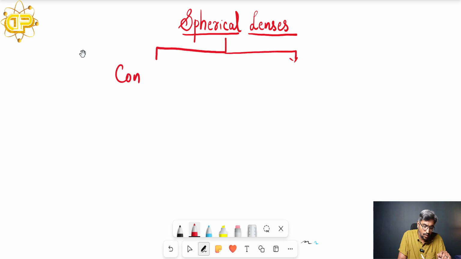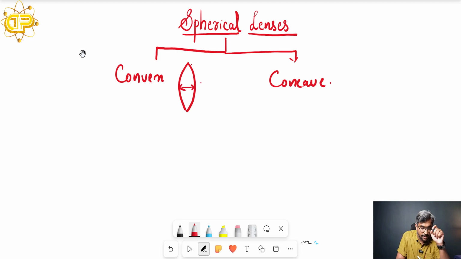In our class 10 NCERT, we have to study specifically two types of lens, and that is convex lens and concave lens, same as in the mirror part. A convex lens looks like this, and here you can see the middle portion is a bit thicker and the edge portion is thinner. This is known as the spherical lens.